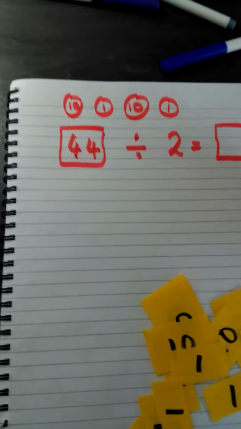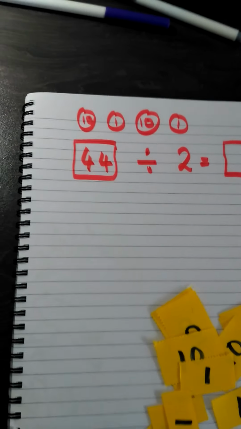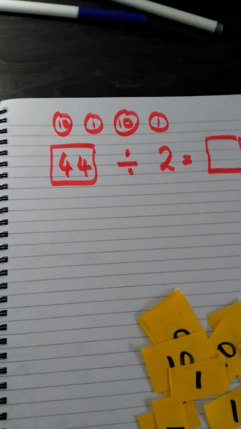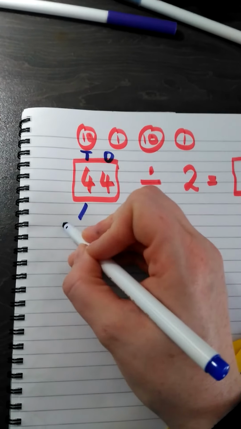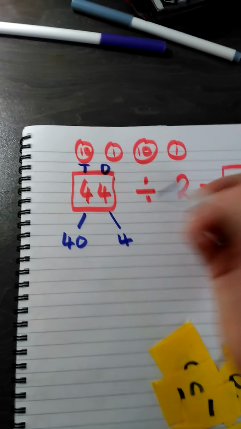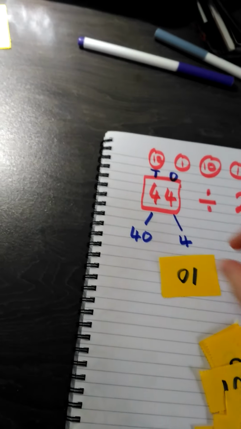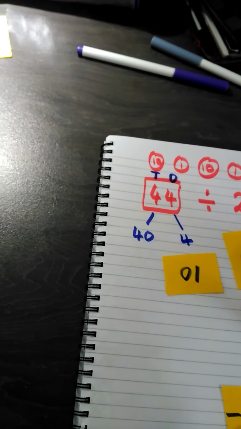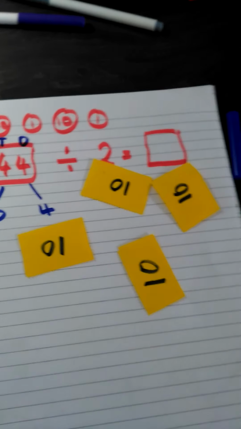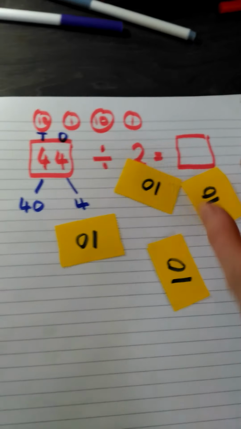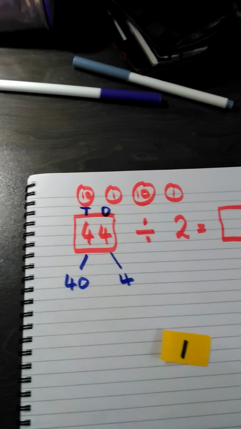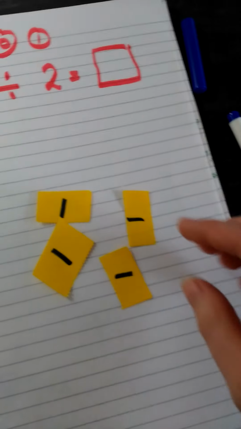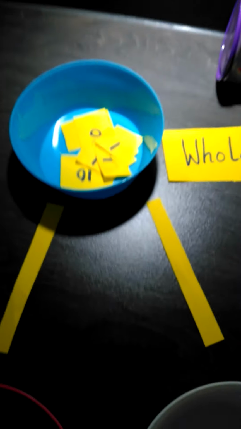44. Okay, so what I need to do, I'm not going to count out 44 sweets because that would just take me forever. So I'm going to turn this into 10s and 1s, and I'm going to say that that's 4 10s and that's 4 1s. Okay, so I need 1, 2, 3, 4. I've got my 4 10s. I'm going to double check. 10, 20, 30, 40. Fabulous. My 4 10s go into my bowl up there, and then I need 4 1s. 1, 2, 3, 4. So my whole number is now 44.